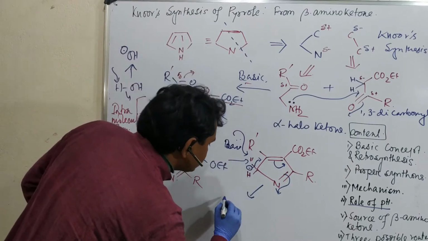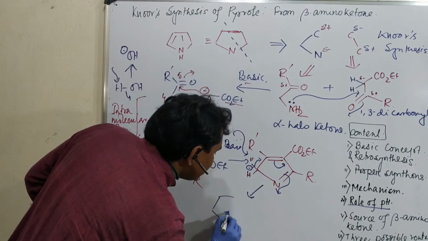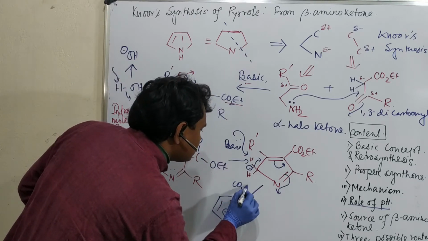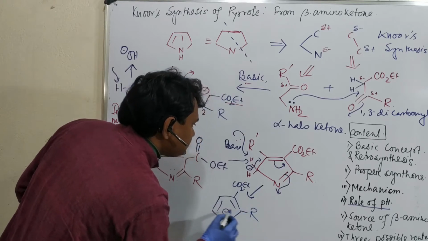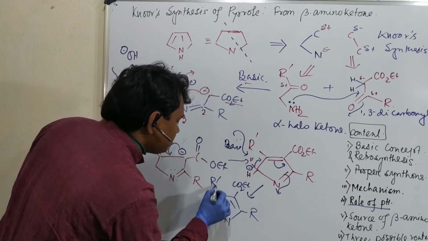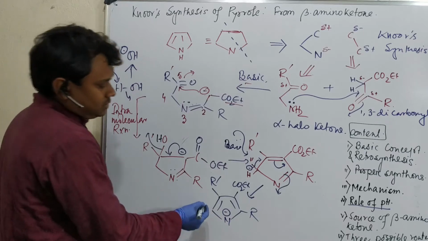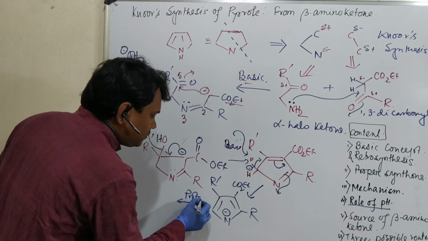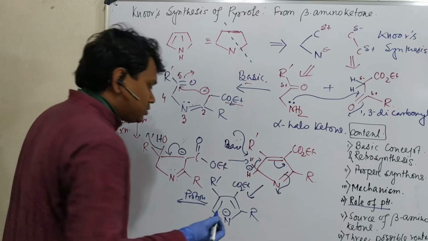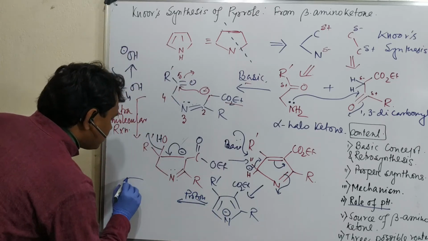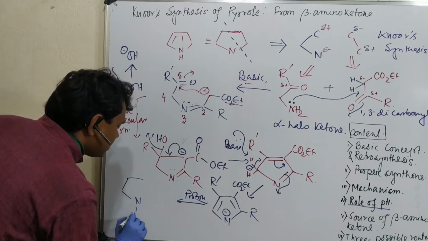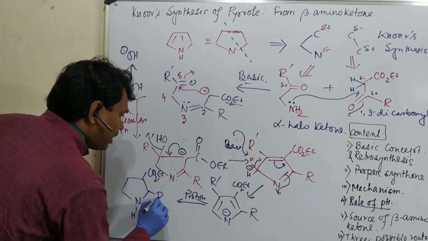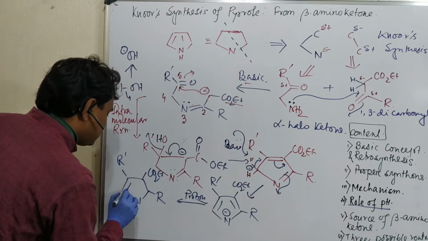What is the driving force? So minus, in minus here. This is the CO2Et, R. This is the R prime. Now see, when it abstracts another proton from water, or if the reaction is carried out in alcohol, what is expected? This NH will be formed. Means the final product is this NH, CO2Et, R, R prime.